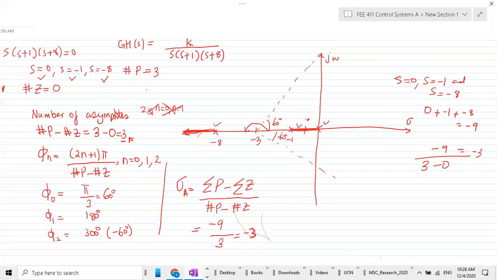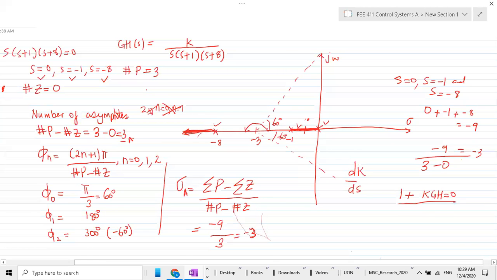Okay, it's a long description, but it's very easy. So the way we do this is actually get the dk over ds. So we get the dk over ds from the characteristic equation. So this is the characteristic equation.